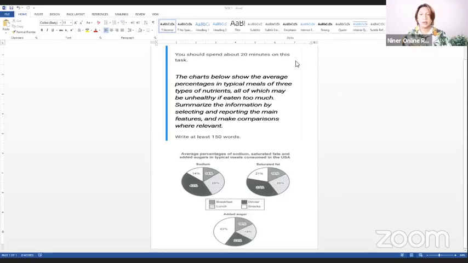Okay. This is a relatively complicated chart because typically you just have one chart. This one has 3 charts. So it's a little bit more difficult than the typical types of writing tasks that you'll get in the IELTS. Okay, so I'm going to start sharing my screen. Oh, I do have a few questions first that I would like to address from the audience before we get started with the writing process.